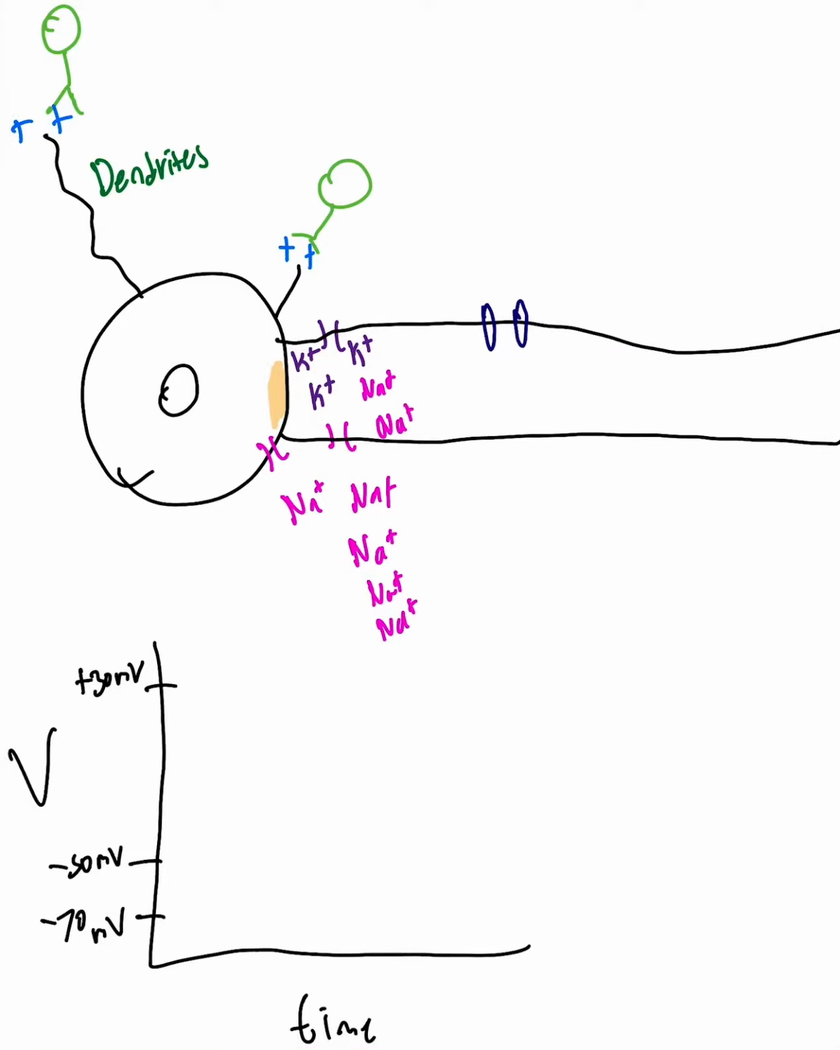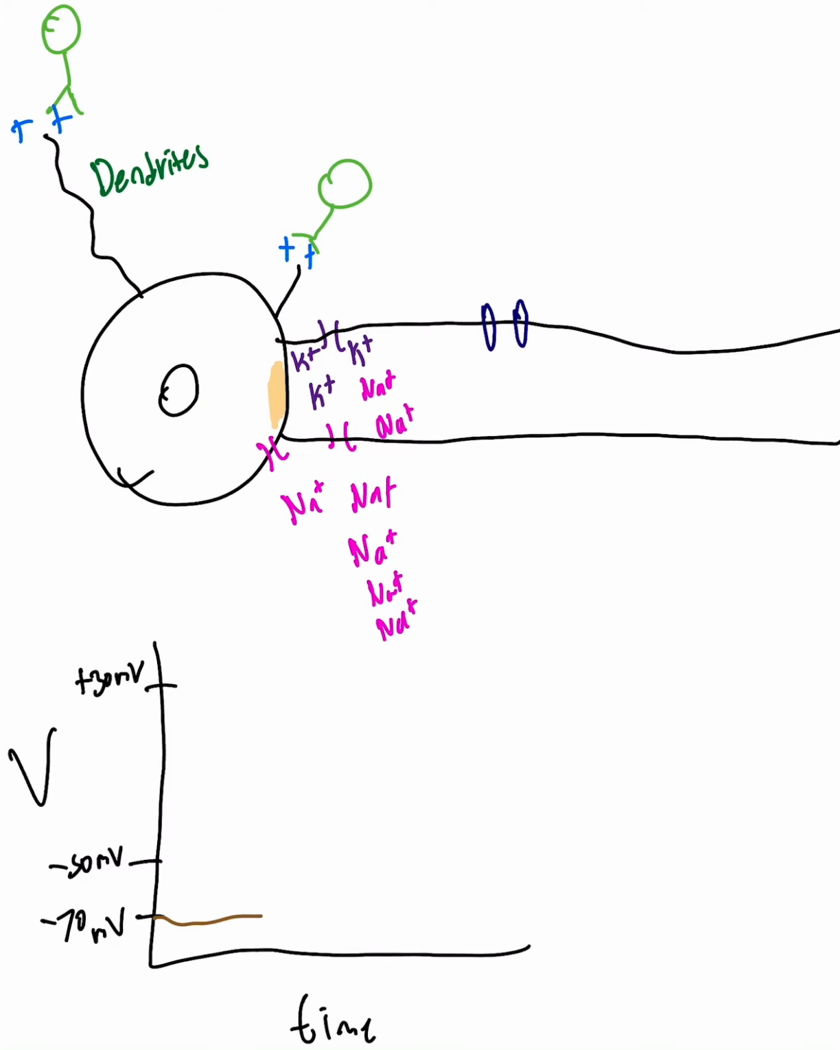Let's talk about the action potential. Often you will see this chart, this voltage versus time chart, when talking about action potential. You can see we have a resting membrane potential of negative 70 millivolts, a threshold of negative 50, and a peak of plus 30.